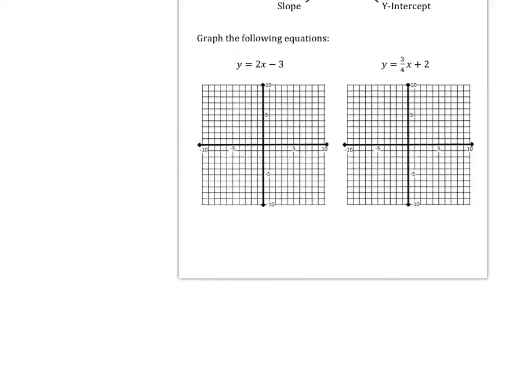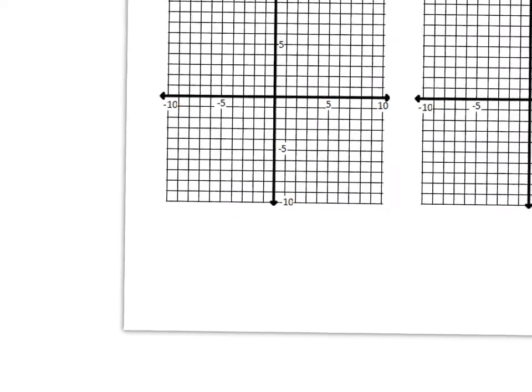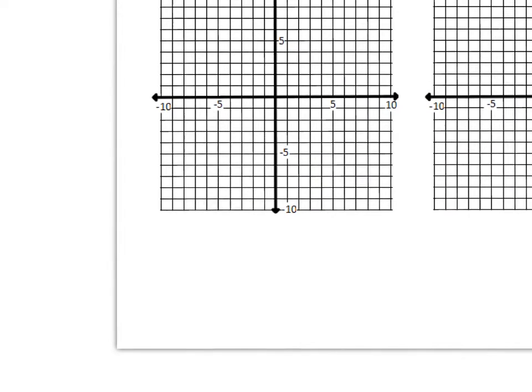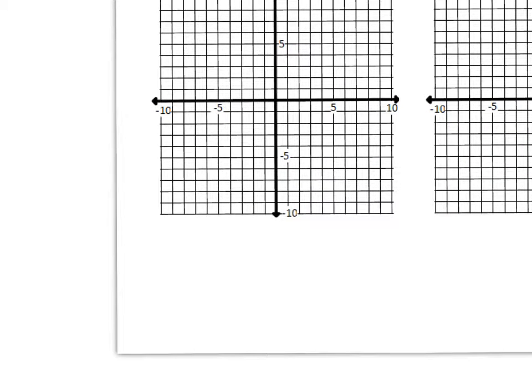Okay, this first one says y equals 2x minus 3. So if you recall, m is our slope, and our slope is the number that's in front of the variable x. So here, m is 2. And our y-intercept, or b, is -3.